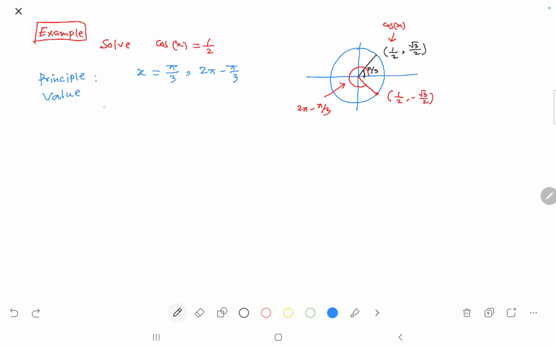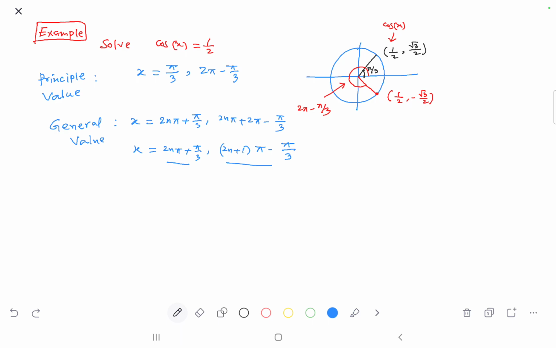Got it? So the general value will be x equal to, you have to add 2n pi, right? So this will be 2n pi plus 2 pi minus pi over 3. So what we are getting is x equal to 2n pi plus pi over 3, and we are getting (2n plus 1) pi minus pi over 3. So the solution will be this and this. Fine? So this way, you have to know where cosine x becomes 1, where sine x becomes 1, like that.